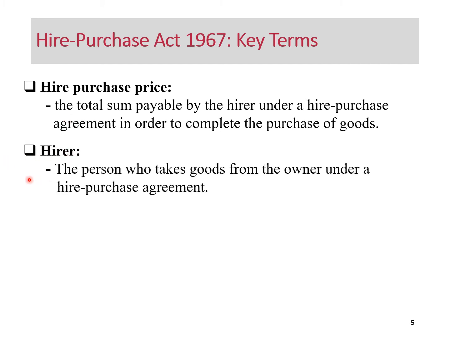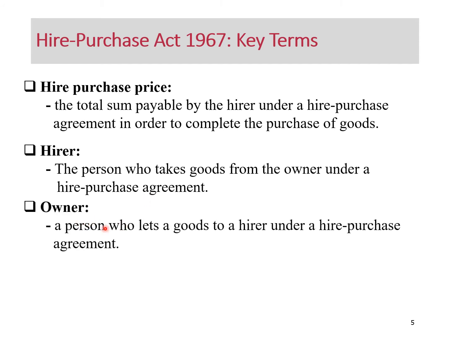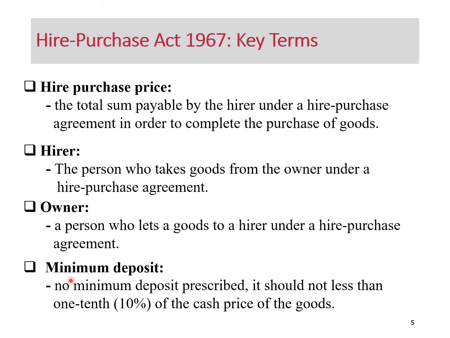The hirer is the person who takes goods from the owner under a hire purchase agreement. Let's say you are buying a car and you sign a hire purchase agreement. So you are the hirer. The owner is the bank, which lets goods to the hirer under a hire purchase agreement. So the bank lets you use the car. The bank is the owner. As for the minimum deposit, if you're going to buy a car, you should pay a minimum deposit of 10% of the cash price of the goods.